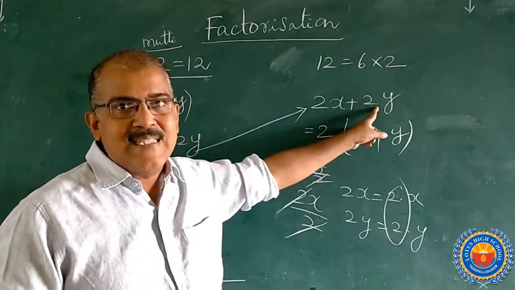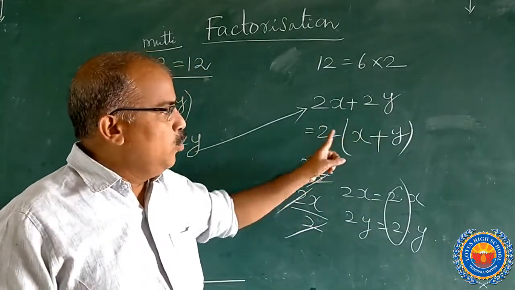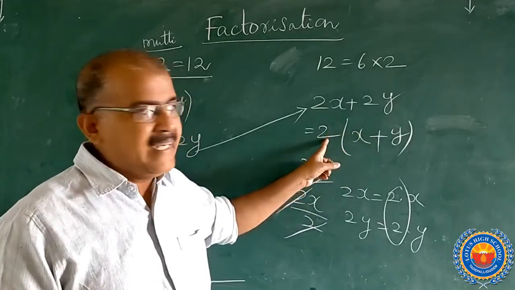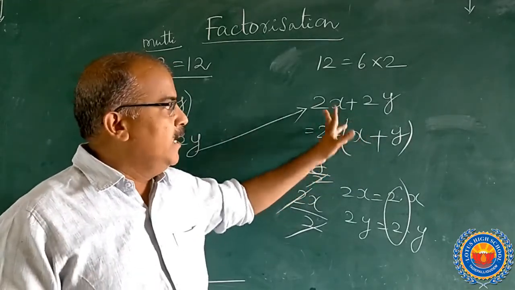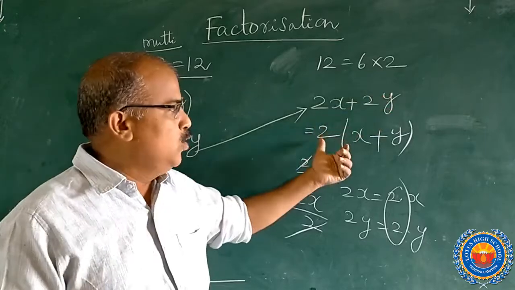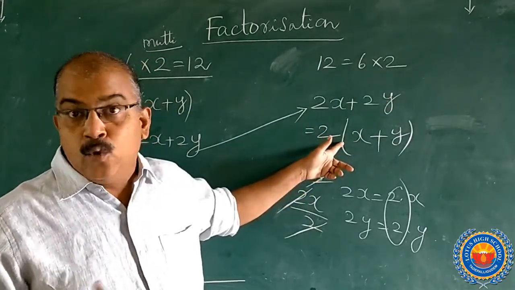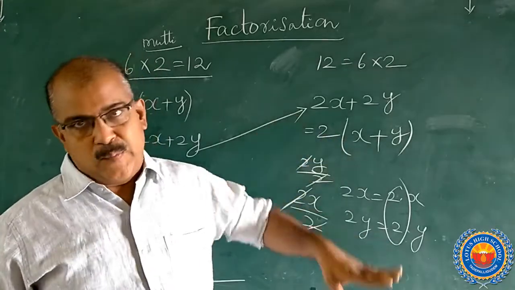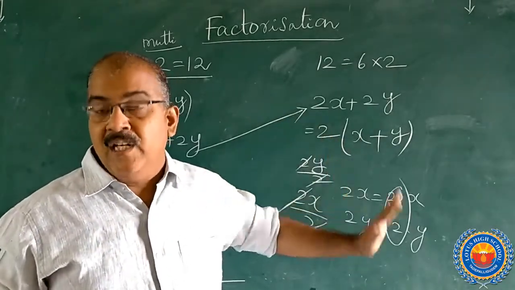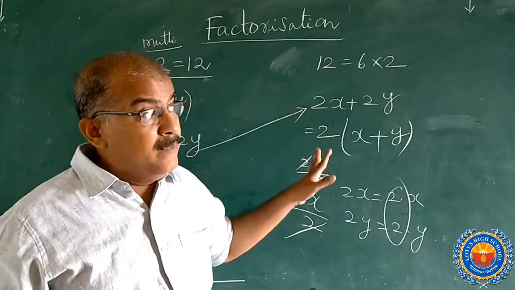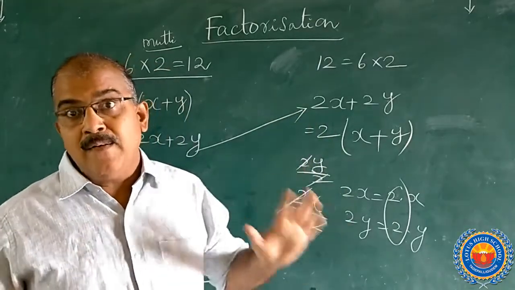So now I have factorized it. 2x plus 2y is factorized as 2 into x plus y. 2 is the highest common factor, that's why I have taken 2 as common, giving 2 into x plus y. This is called factorization. This method is nothing but the common factors method.